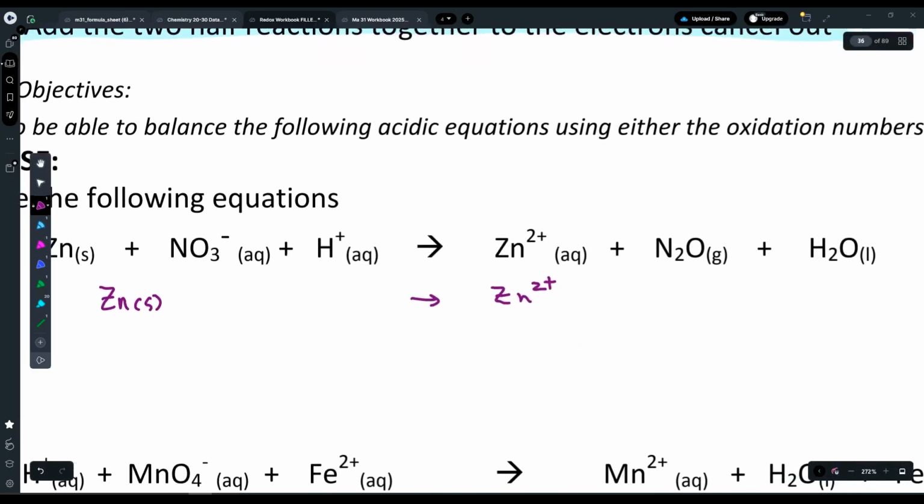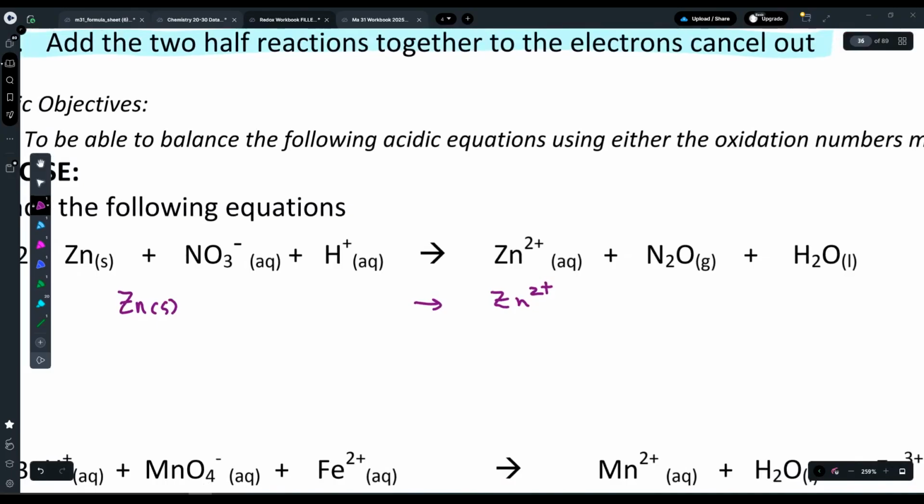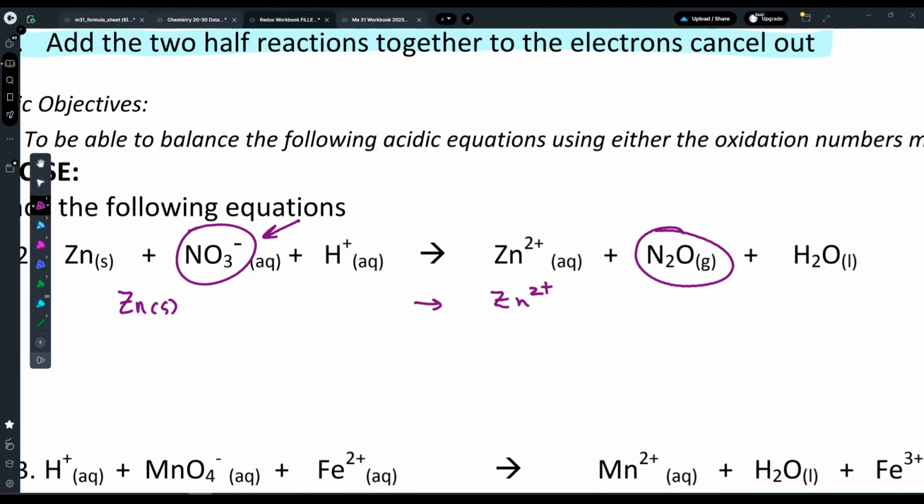Okay, and then for the other one, again ignoring those hydrogen ions and water, I'm going to say my other substance was here, so what else on the product side looks kind of like this? Well, this looks pretty similar. Okay, so I'm going to use that to build my second half reaction. And I'm making sure to line up the reaction arrows just because it does make it easier to see what's going on when things cancel.